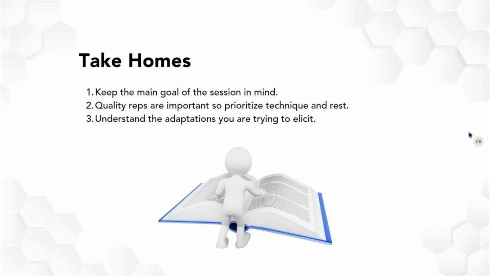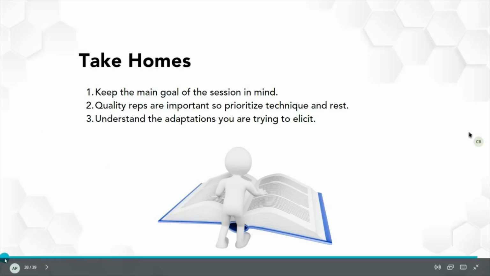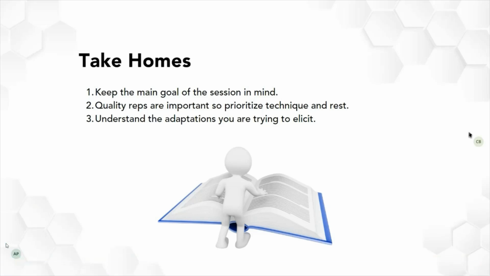But I suppose the 3 main take-home messages we want you to take from this would be, number 1, keep the main goal of the session in mind, okay? So whether it's strength or power development, make sure you know what you're trying to work on and program for that, okay? So for power development, like I mentioned, you don't want to be throwing in high reps at the end, like finishing off with a circuit type exercise. You want to just prioritize 1 or 2 main outcomes and then focus on that.